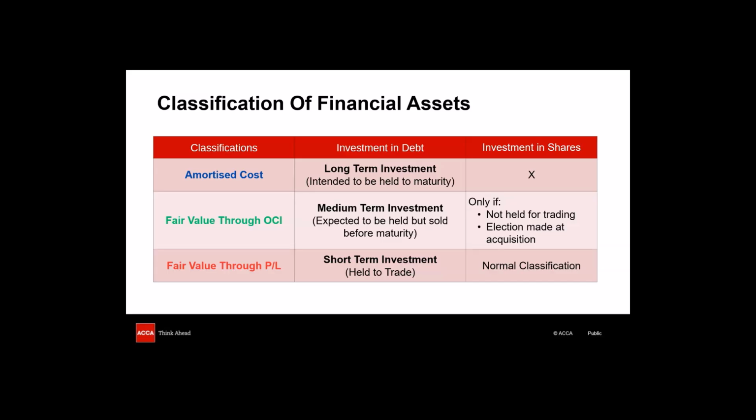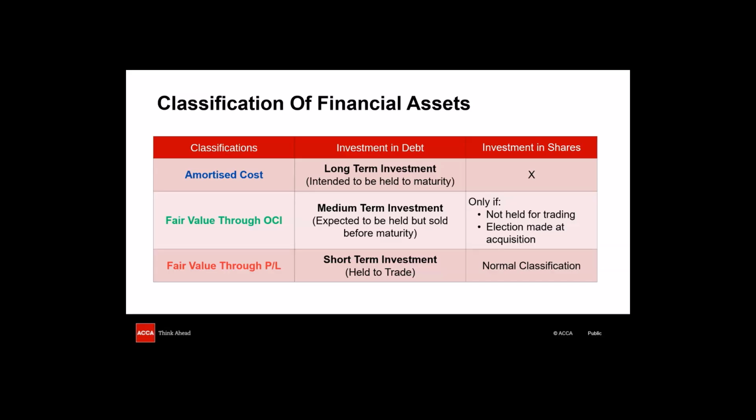Now, the next thing in this case is that if the investment is not in debt, rather it is in shares, then it cannot be classified at amortized cost. Yes, it can be classified at fair value through OCI, but only if the shares are not held for trading and this irrevocable election has been made at the date of acquisition. And then if that is not the case, then the default category is fair value through profit or loss.